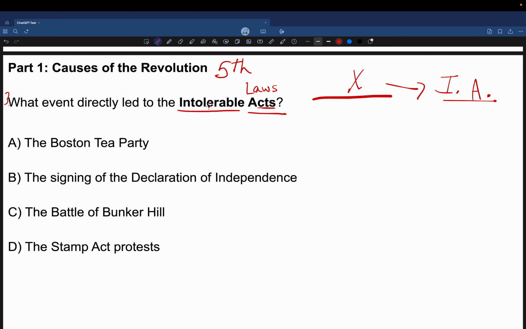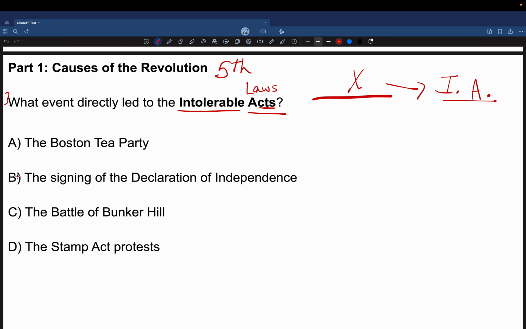So I need to think, if I don't know what the intolerable acts are, I need to use historical thinking and reasoning to rule out wrong answers and negotiate my way to the correct answer. So let's try it out. What event directly led to the intolerable acts? Let's check it out. The Stamp Act protest, the Battle of Bunker Hill, the signing of the Declaration of Independence, the Boston Tea Party. Okay, the signing of the Declaration of Independence.